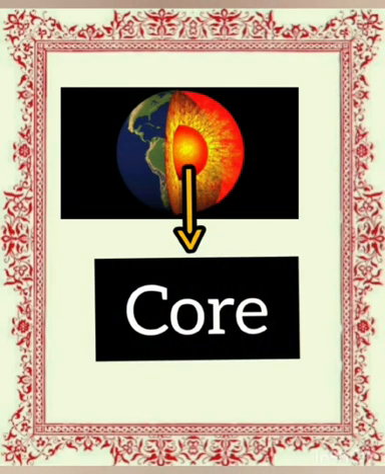Core. The innermost layer of the Earth is the core. It is very hot and very dense. It is made up of nickel and iron. Thus, it is called as NiFe. Ni stands for nickel and Fe stands for ferrous. Its radius is about 3500 km. Central core has very high temperature and pressure.